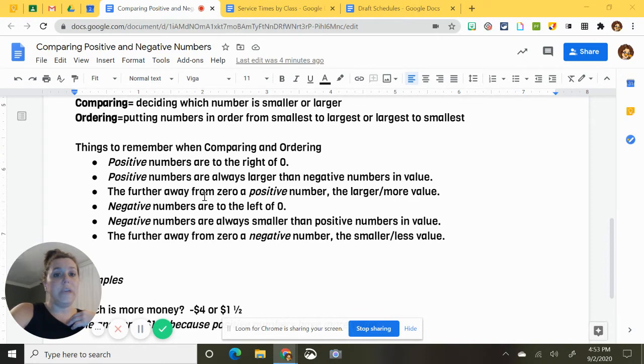Also, the further away from 0 a positive number is, the larger and more value. So that's thinking if you're at 0 and one person is at 10 and another person's at 50, the 50 has a bigger value.